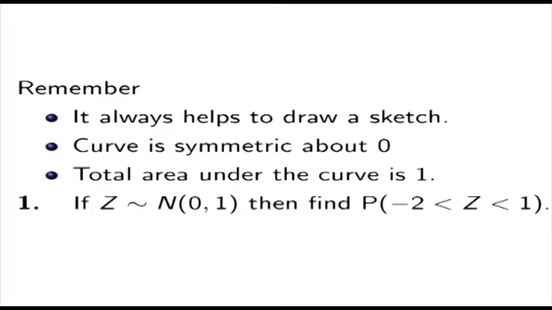So a little sketch often helps to avoid mistakes, particularly at the end if you look at the value of your final answer. Second thing to remember, and you need this most of the time, if not all the time, is the curve is symmetric about 0. That's the mean. And the total area under the curve is 1. So first example, if standard normal Z has mean 0 and standard deviation 1, find the probability that Z lies between minus 2 and plus 1.